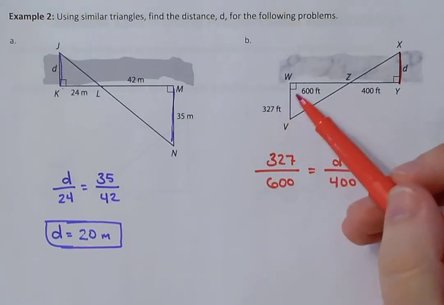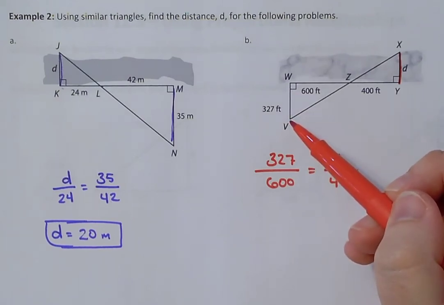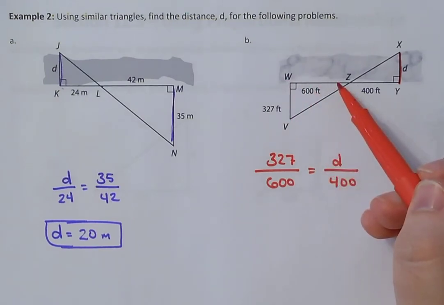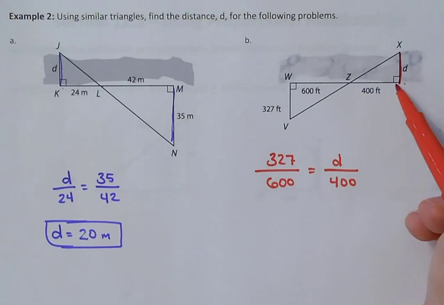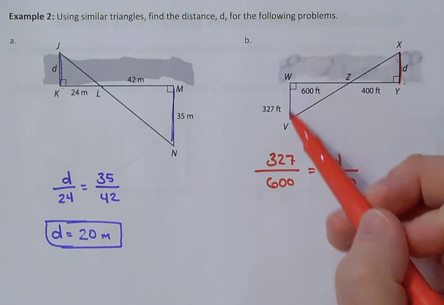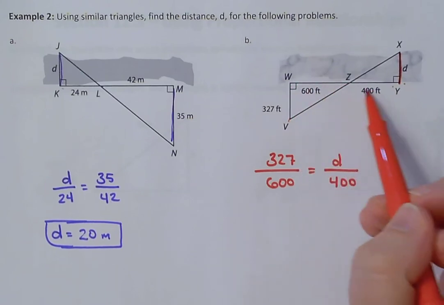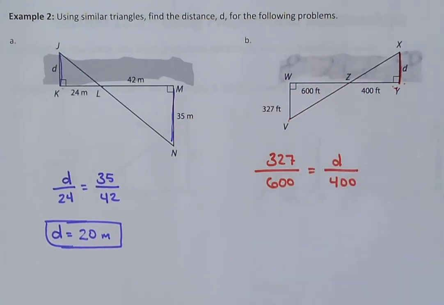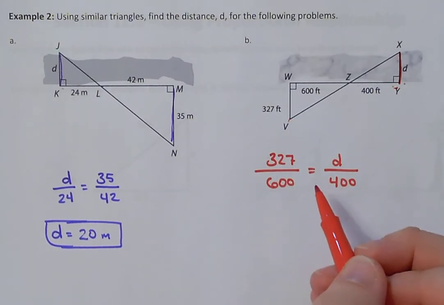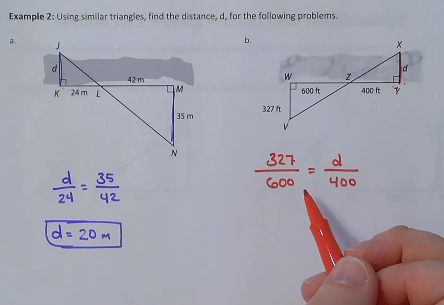So we're going to have 327 over 600 equals d over 400. Think of these two parts as your distance and these two parts as your lengths. That's really going to help you set up all of your proportions for today, so keep that in mind. All right, all you have to do from here is cross multiply and solve.